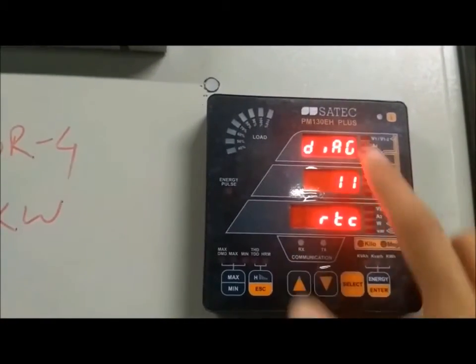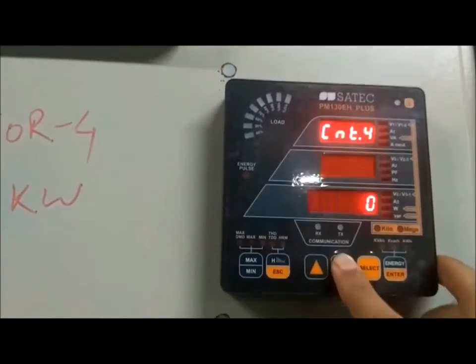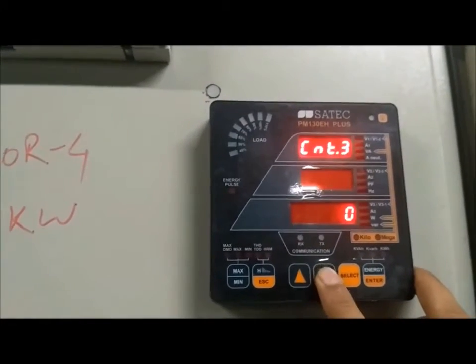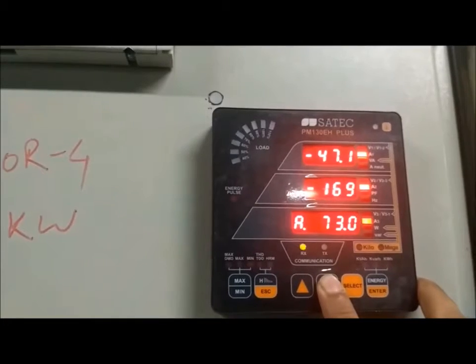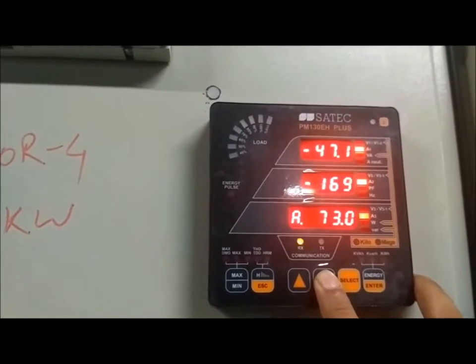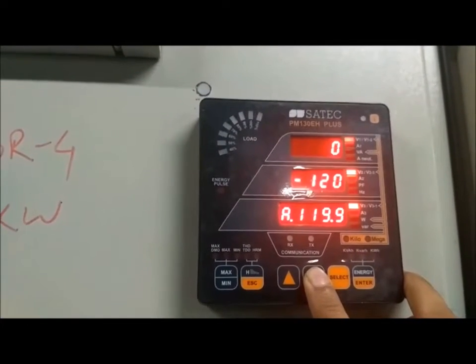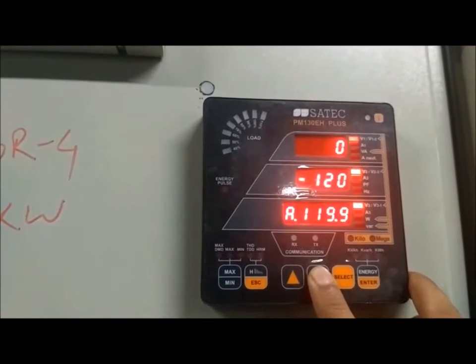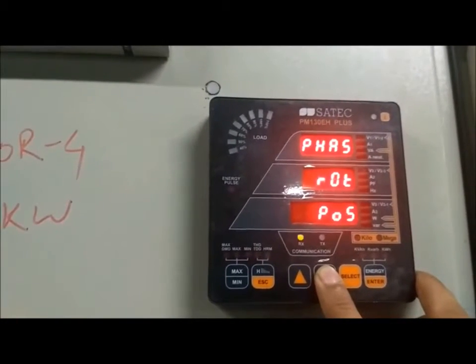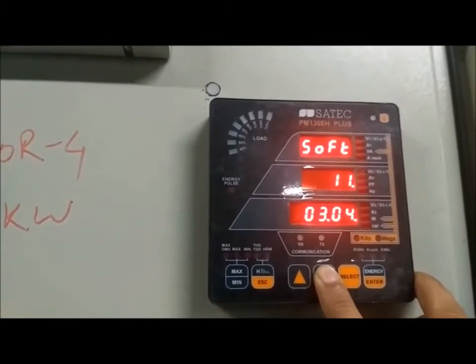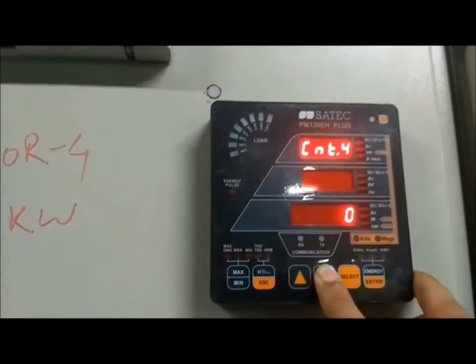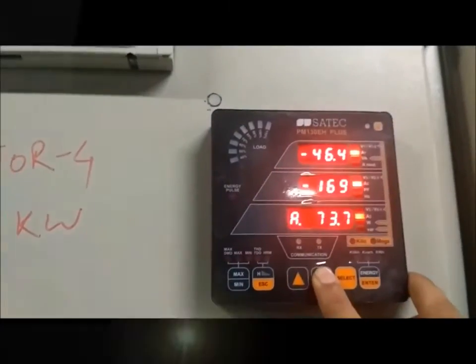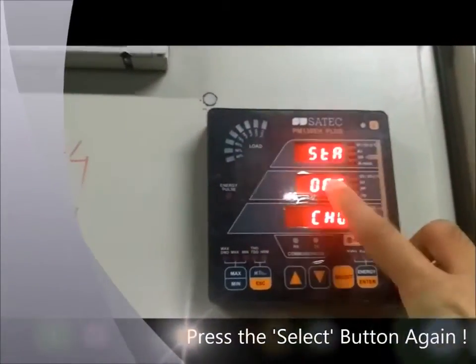This is diagnostics, and again this is alarm, and here there is no alarm, and this is counters, and here you can see the phase angles. This is current phase angles, and this is the voltage phase angles. Now let's get back to the main menu.